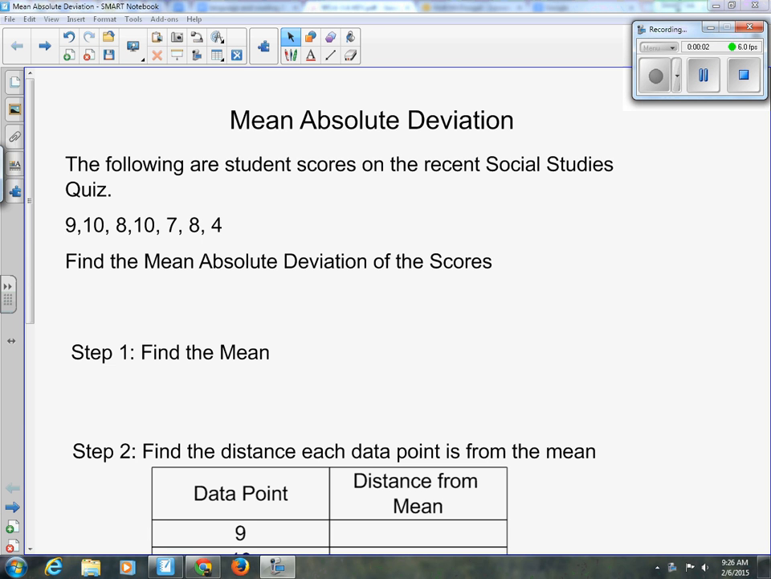Today we're going to talk about a thing called mean absolute deviation. Yesterday we worked with a bunch of stuff about medians. Today we're going to talk about the mean. Just a refresher. What is the mean? The average. That is mean.